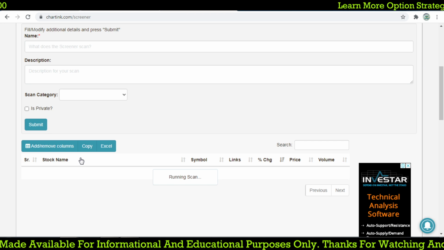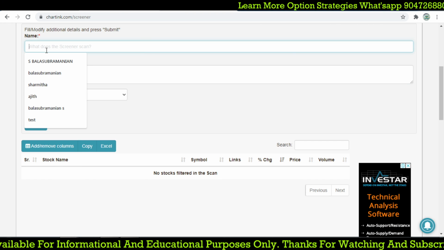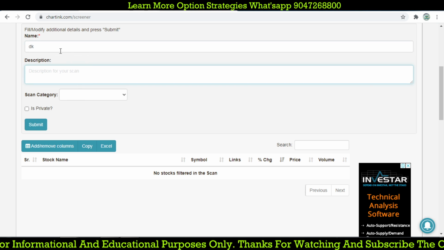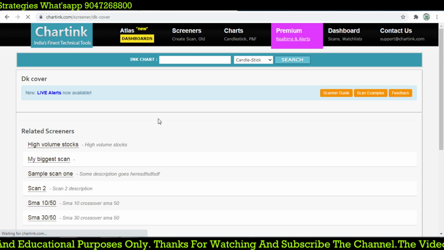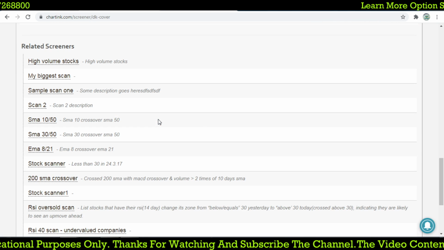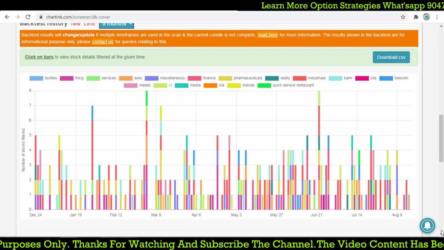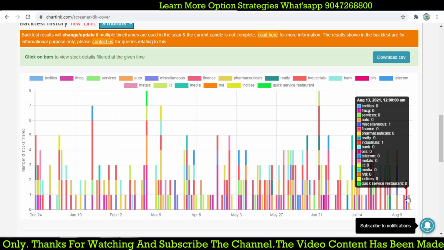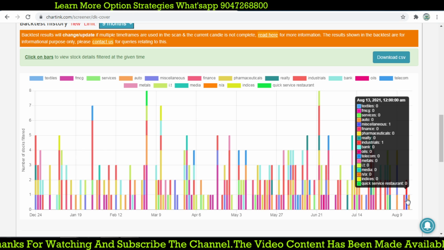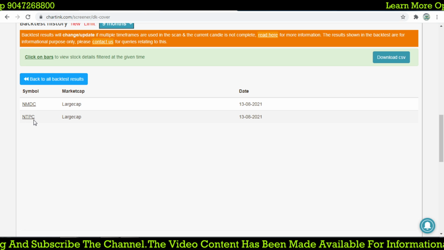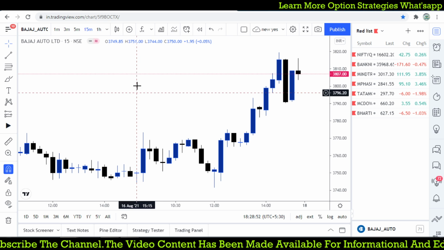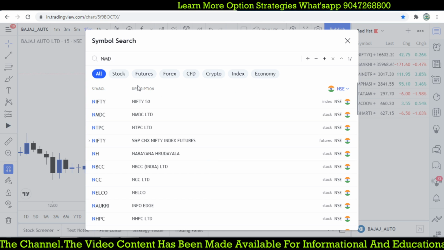So let's save the scan as Dark Cloud Cover. Let's submit. Once we submit it, we can get the back-tested result. Now we check that. Two days back, on 13th August, we got two stocks: one is NMDC and the second is NTPC. Let's open NMDC first.